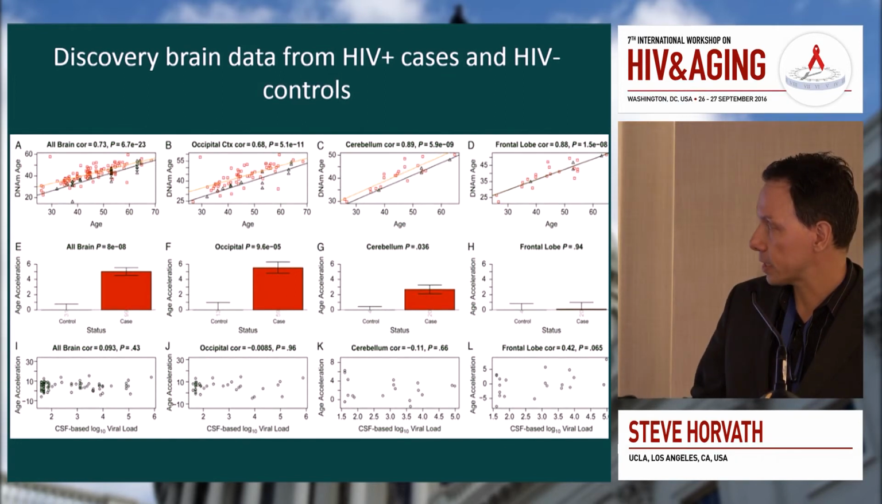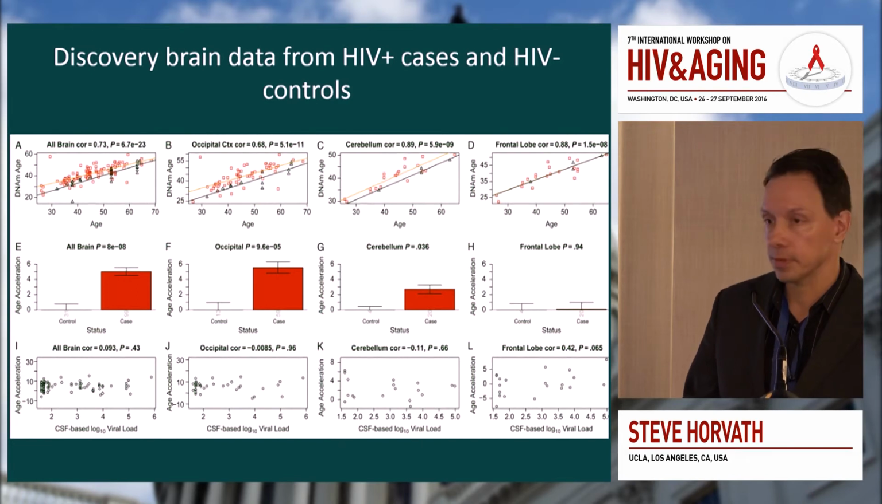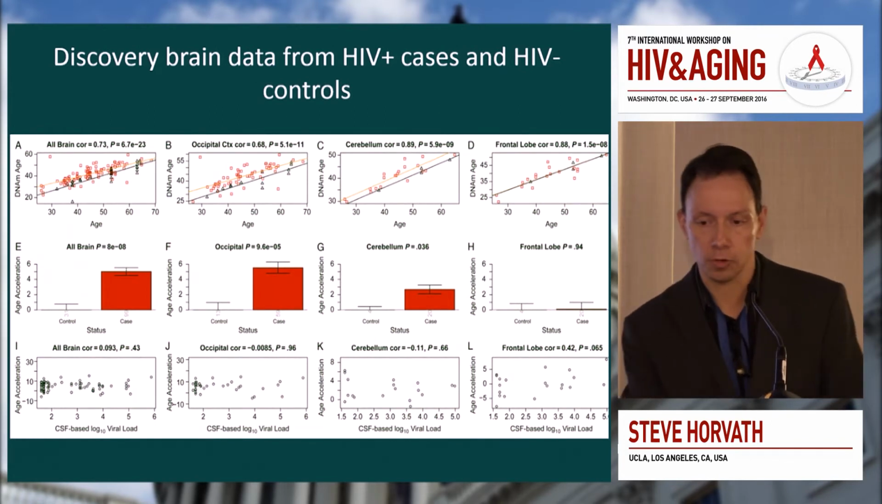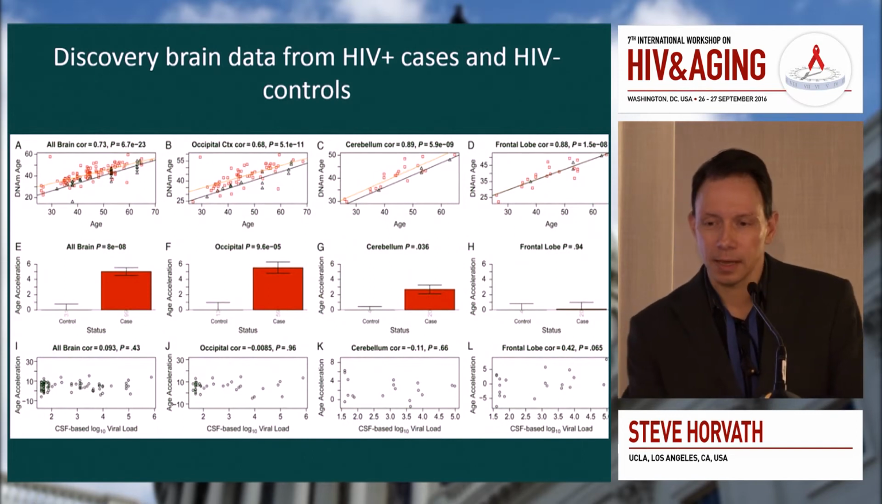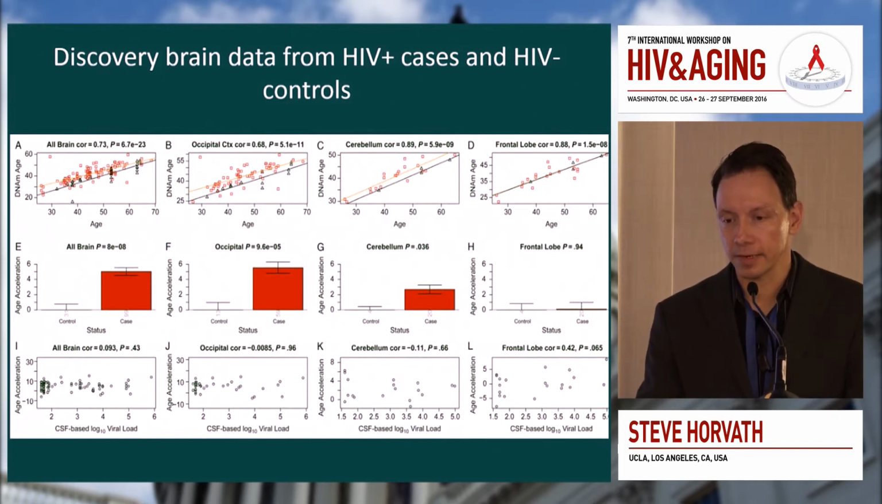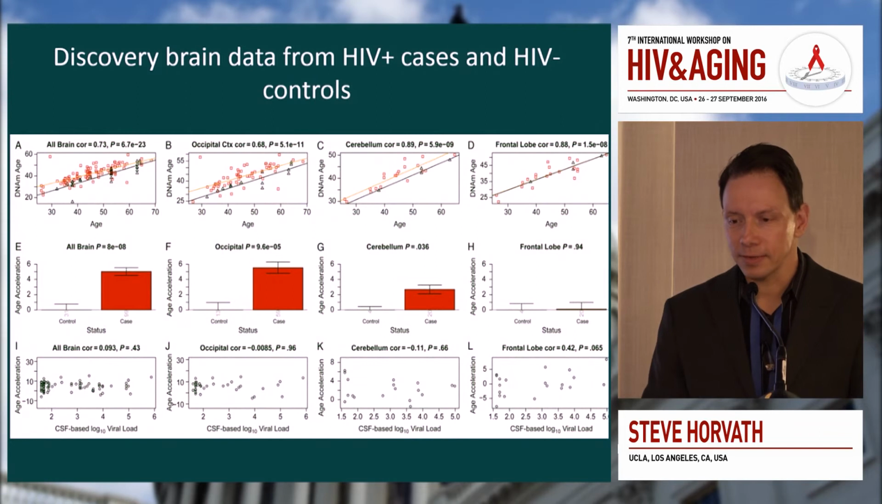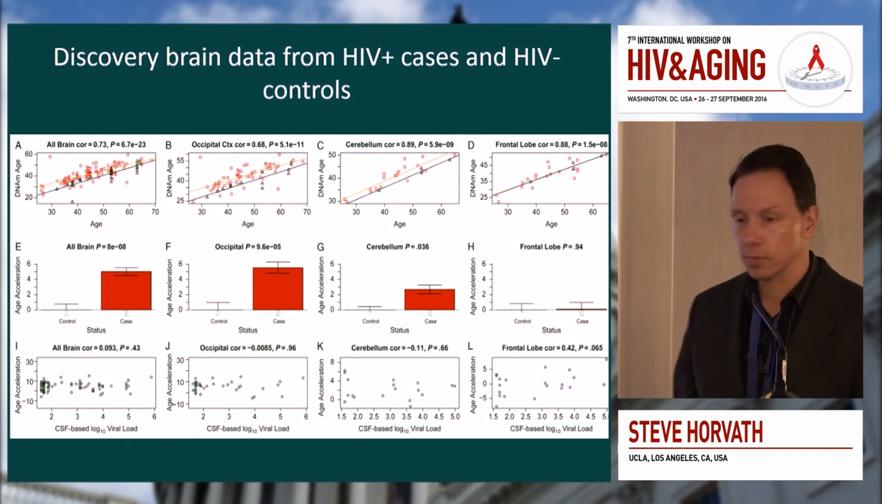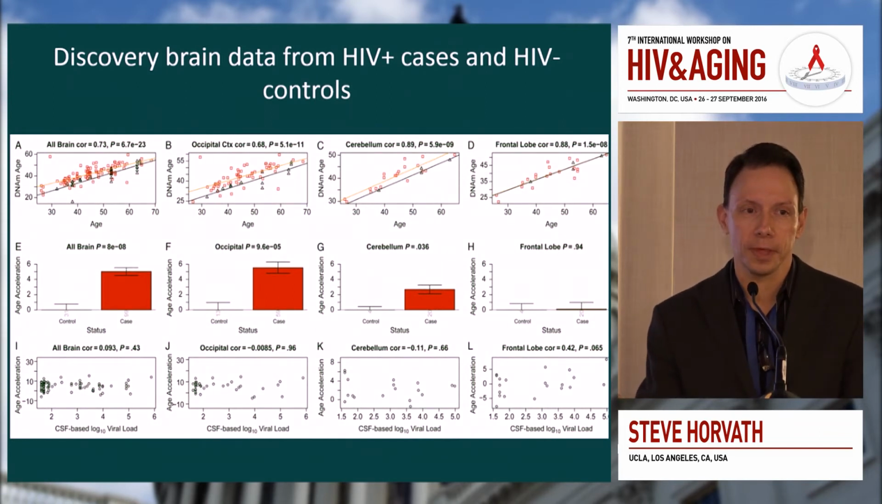we carefully looked at individual brain regions, for example, the occipital lobe, and we find again a very striking effect. The age acceleration in the occipital lobe is very pronounced. We find a weaker effect in the cerebellum, but interestingly, we find no effect whatsoever in the frontal lobe, and I can't explain it. Why would the frontal lobe not show age acceleration?